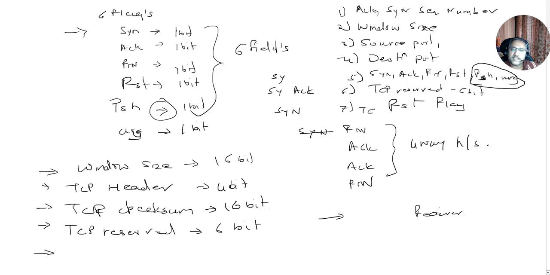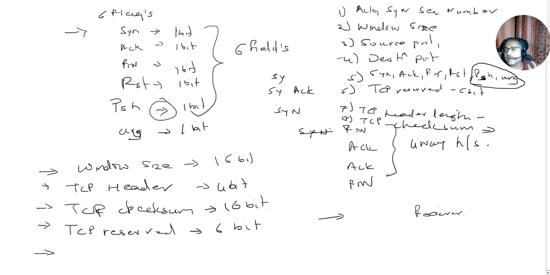Then you have a TCP header length and TCP checksum. So these are the 8 fields that you should remember for a TCP, when you appear for the interview.